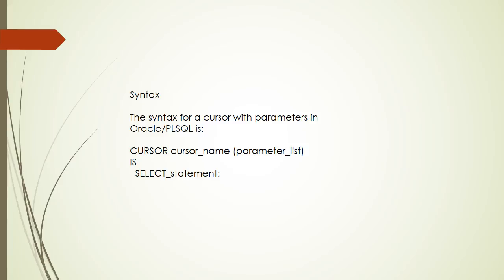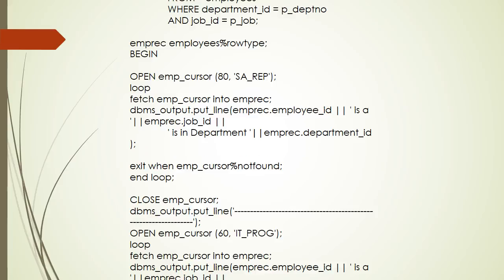the SQL statement will execute here. The cursor will point to the first row in the active set. Open empcur. Loop. The cursor will fetch a row from the active set. After fetching, it will point to the next row.